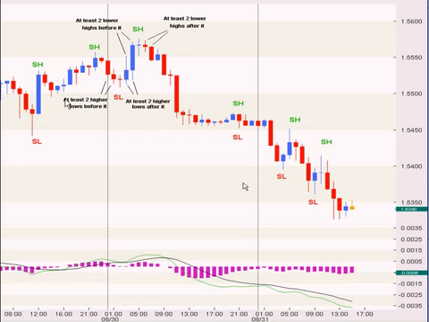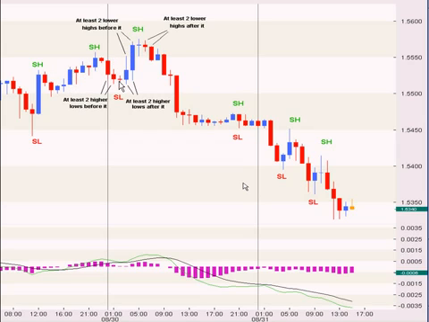As long as price is making higher swing lows and higher swing highs, like it is right in here. See that? This swing low is higher than this swing low. The swing highs are higher. The market flow is said to be up, and you want to be looking to buy the dips.